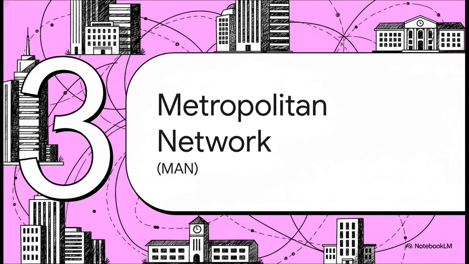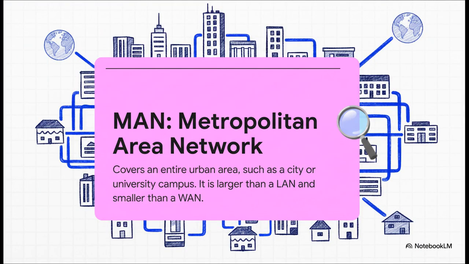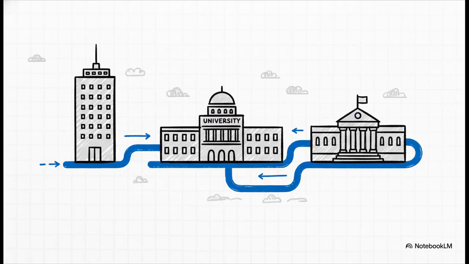Okay, time to zoom out again. We're going from a single building to connecting an entire city, or maybe a huge university campus. Now, this is the job for a MAN, or a metropolitan area network. A good way to think about it is as the crucial bridge connecting all of our little local networks together across a city. The huge difference here is scale. We're now talking about networks that can span up to 50 kilometers, or about 30 miles.